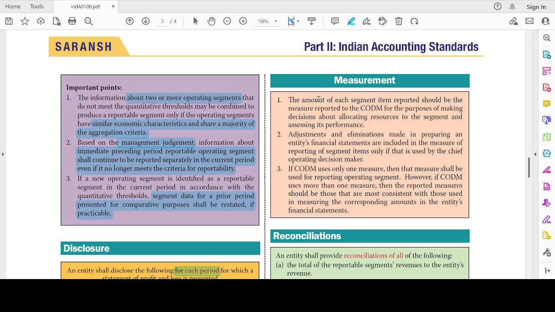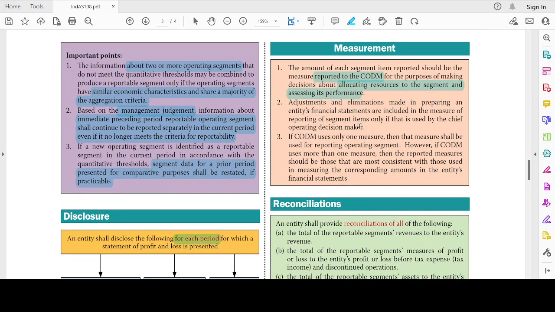Okay. Now, measurement. The amount of each segment item reported should be the amount reported to the CODM for the purpose of decision making about allocating resources to a segment and assessing its performance. Adjustments and allocations made in preparing the entity's financial statements are included in the measure of reported segment items only if they are used by the CODM. If the CODM uses only one measure, then that measure shall be used for reporting the operating segment. However, if the CODM uses more than one measure, then the reported measures should be those that are most consistent with those used in measuring the corresponding amounts in the entity's financial statements.